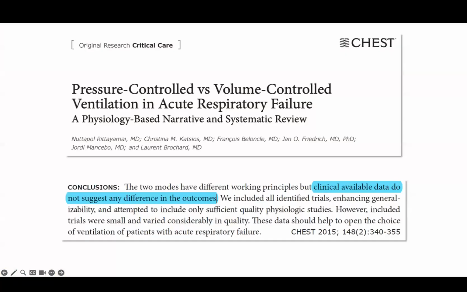So this was a systematic review and a meta-analysis to determine whether pressure-controlled CMV or pressure-controlled inverse ratio ventilation has demonstrated advantages over volume-controlled CMV. The Cochrane tool for risk of bias was used for methodologic quality. That's pretty common when you do a systematic review. They also had physiologic criteria as quality indicators for selecting the studies. The outcomes included compliance and gas exchange. And you can see their conclusions here. What they found is clinical available data do not suggest any difference in the outcomes between pressure-controlled and volume-controlled ventilation in acute respiratory failure.